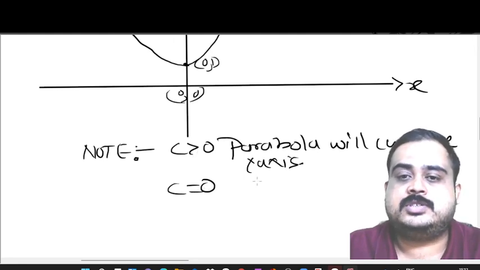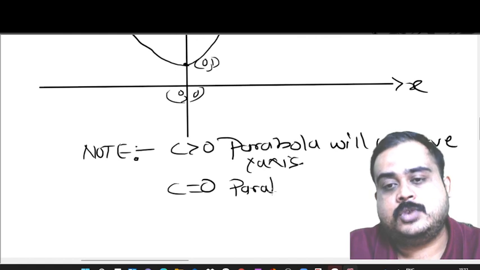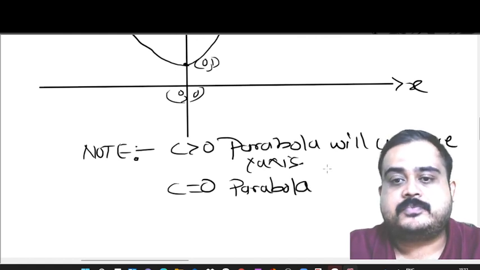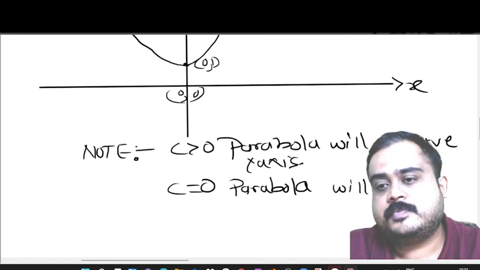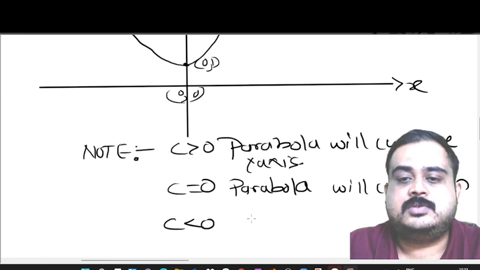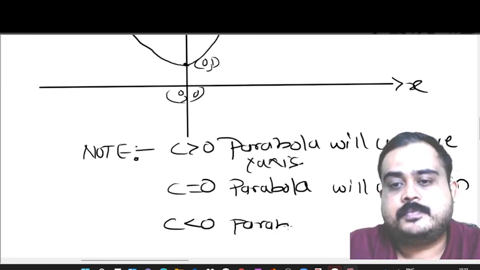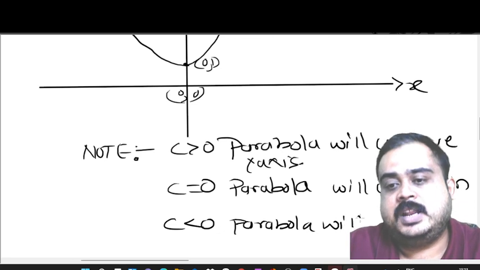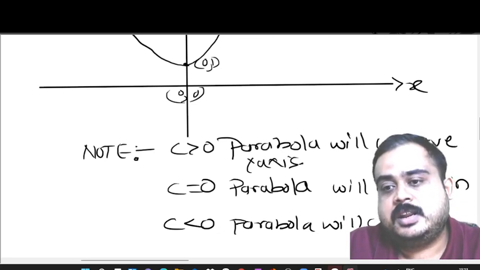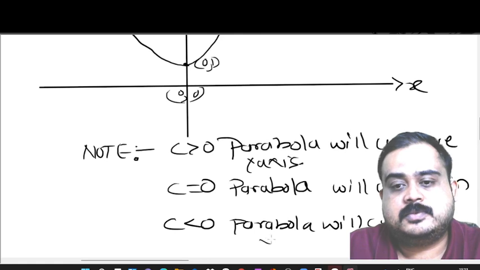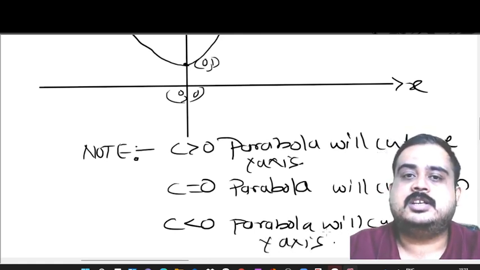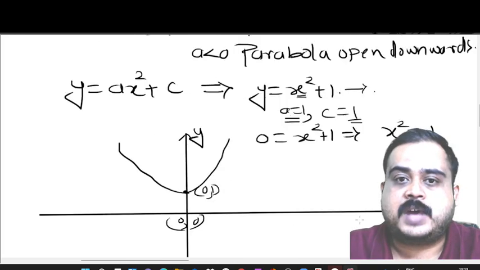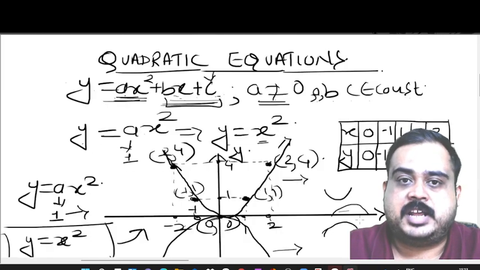When c is equal to 0, the parabola will definitely cut the origin, because this is the point where y is equal to 0. The parabola will cut the origin. Now when c is less than 0, the parabola will cut the negative y-axis. Okay, so these are the important conclusions that we have drawn so far in this short period of time about quadratic equations.